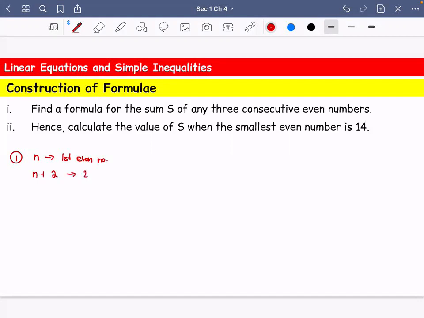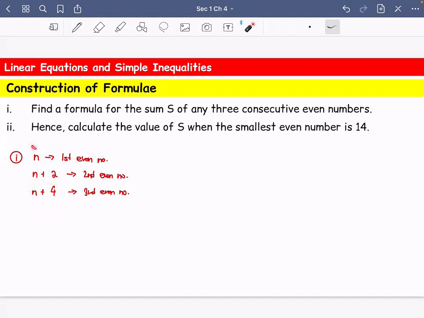The second even number is n plus 2. And then what's for the third one? It's n plus 4. That's the third even number. And so on and so forth. It's always n plus 2, n plus 4, n plus 6. What's the simplest explanation for that? If your first number is 2, the next even number should be 4. That's why this is n plus 2. So 2 plus 2 is 4. And then the third even number after 4 is 6.